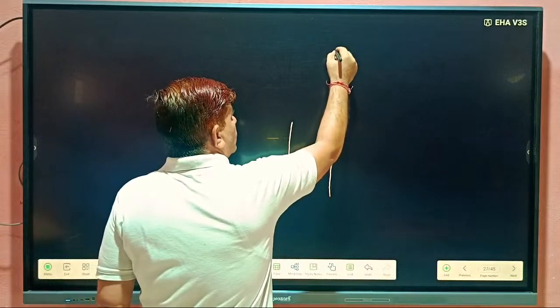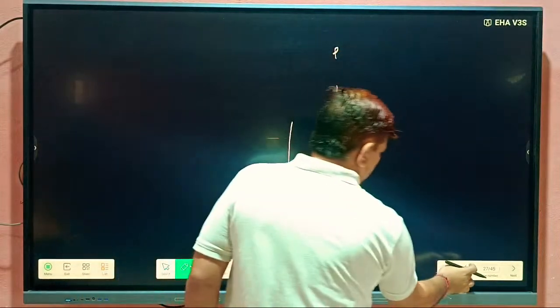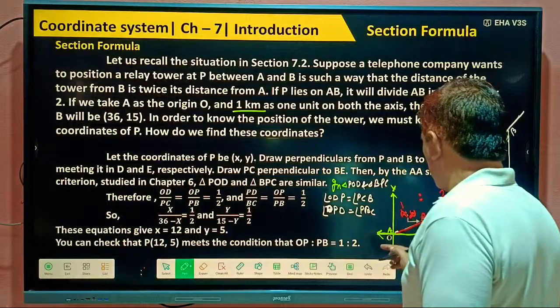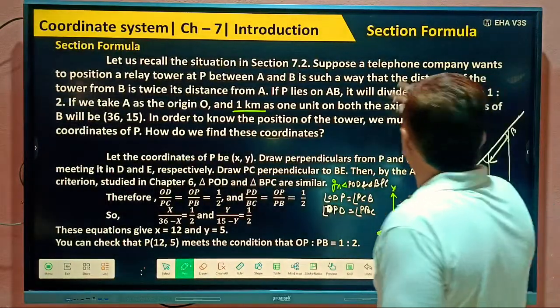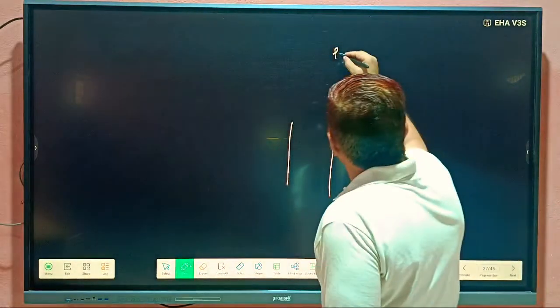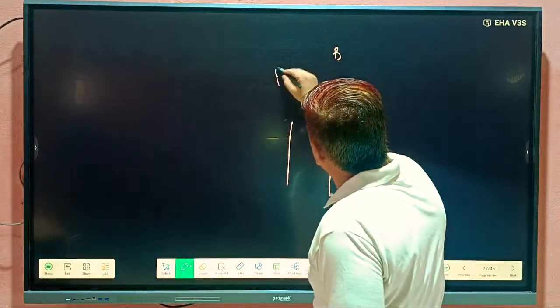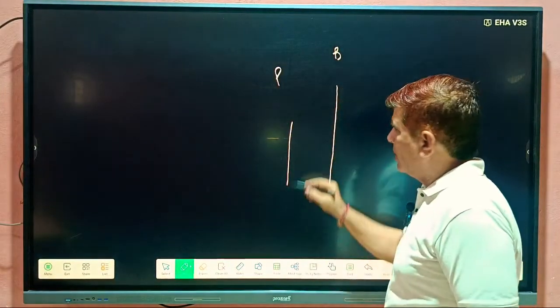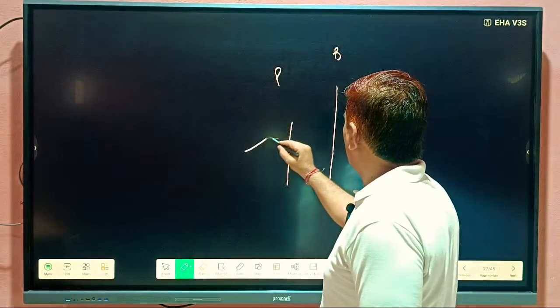One is this, another is this. And what's the name of this point? This is point P. And what's the name of this point? This is B, sorry. This is B and this is P. These two are parallel lines, and the third one is the line which intersects these.